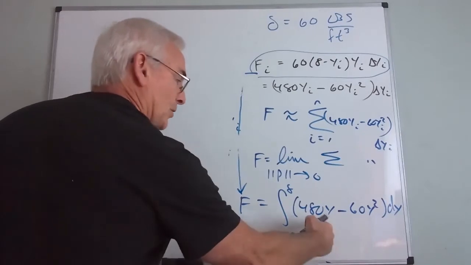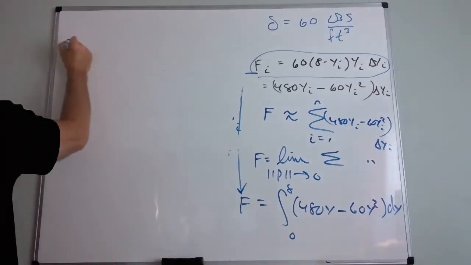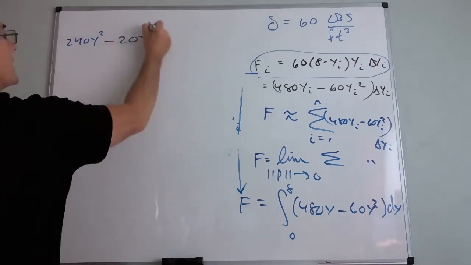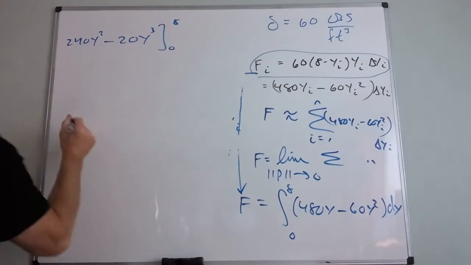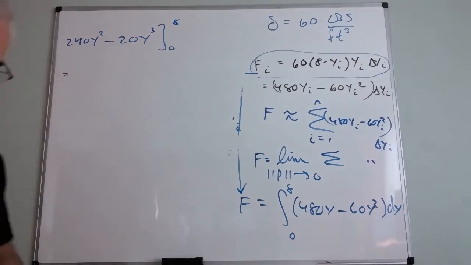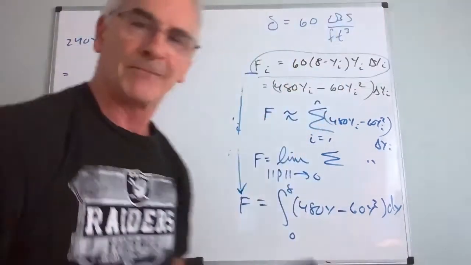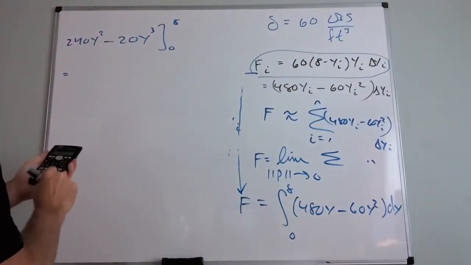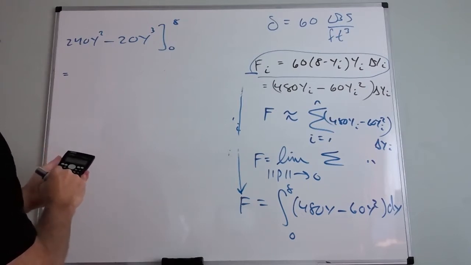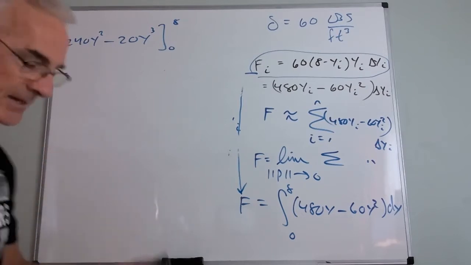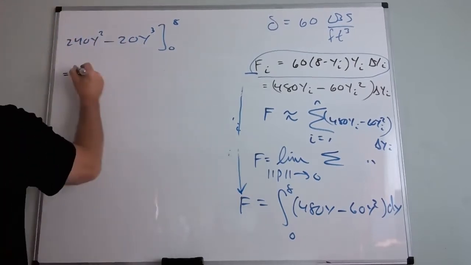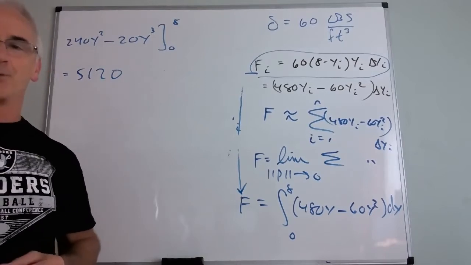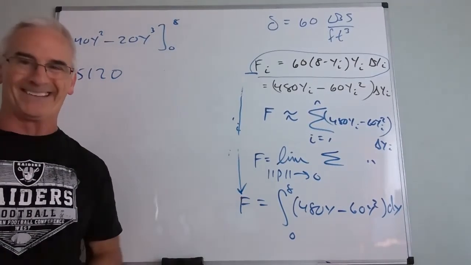So that integral, let's go ahead and integrate. That will be 240y squared minus 20y cubed from 0 to 8. So get out the calculator. You can do it in your head, great, but why take a chance? So 240 times 8 squared minus 20 times 8 cubed. And I get 5,120. 5,120 what?